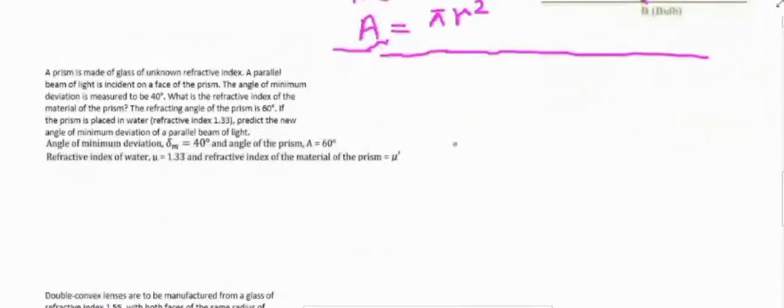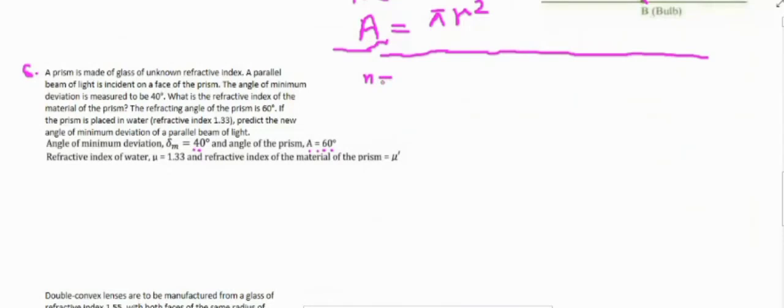Okay, now next, take the next question. Question number 6. The prism has an unknown refractive index. Then the angle of minimum deviation delta m is given, 40 degree. The angle of the prism A is given, 60 degree. Then what are the factors you need to find? What is the refractive index of the material of the prism? So that is the direct part only.